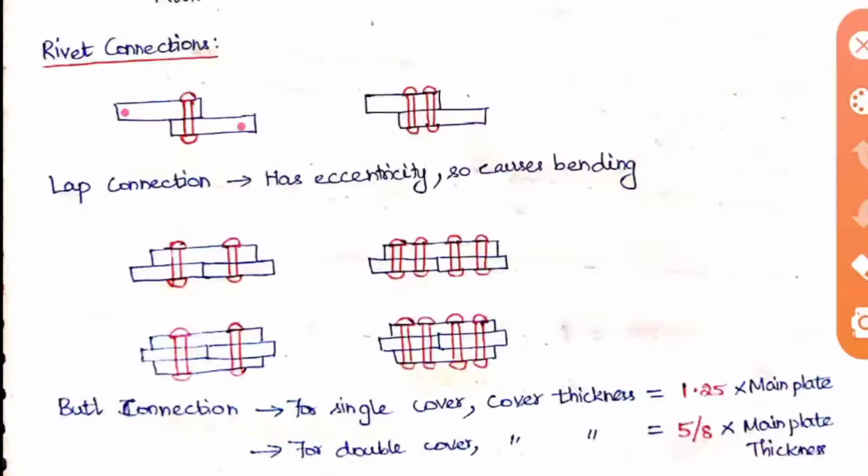In a lap connection there is eccentricity due to lapping, and so it causes bending. Okay, so lap is not preferred, as it is less safe than the butt connection. The next one is the butt connection. Here they use a cover for the connection. That is the only difference here.